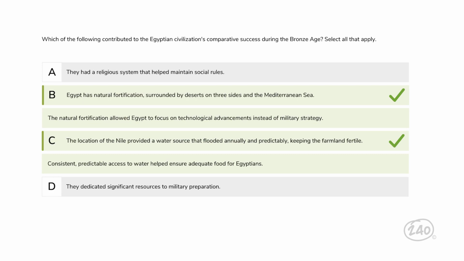The natural fortification of Egypt, due to being surrounded by deserts and the Mediterranean Sea, allowed Egypt to focus on technological advancements instead of military strategy. Also, the Nile River helped with farming and therefore food supply. There's that water talk again.